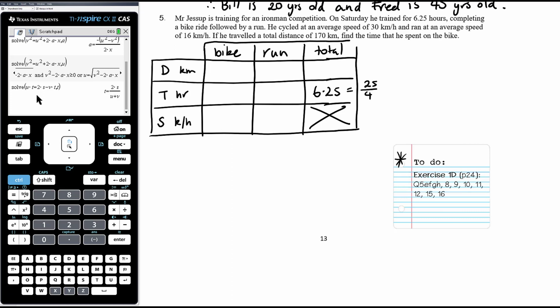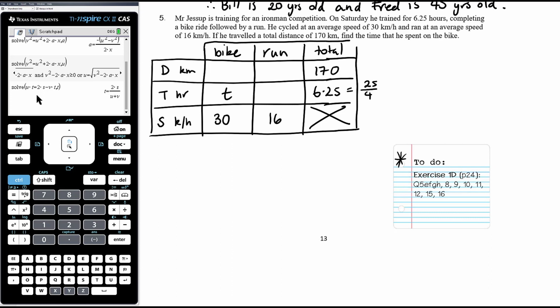He completed a bike ride followed by a run. He cycled at an average speed of 30 kilometres per hour, so the bike ride speed was 30, and he ran at an average speed of 16 kilometres per hour, so the running speed was 16. If he travelled a total distance of 170 kilometres, so total distance is 170, find the time that he spent on the bike. Okay, so we want to know this time, okay?